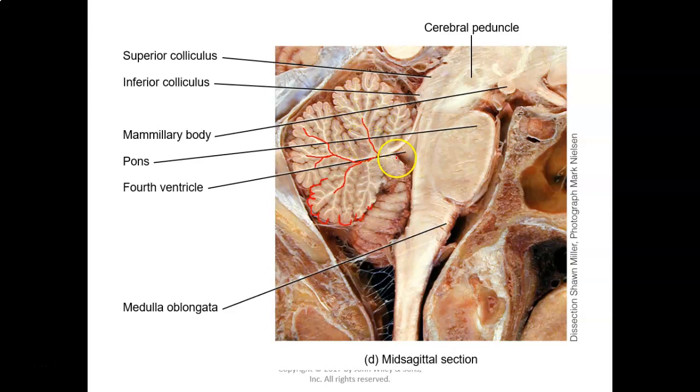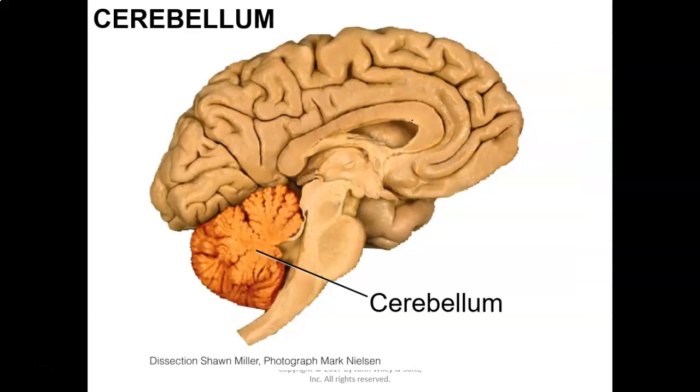Something else I want to point out here. This is something called the fourth ventricle. Later on, it's going to become important when we talk about the cerebral spinal fluid. Same thing with the third ventricle. But this little triangular shaped chamber, that's called a ventricle, that one specifically the fourth ventricle.